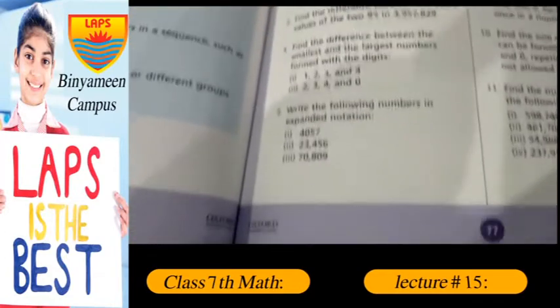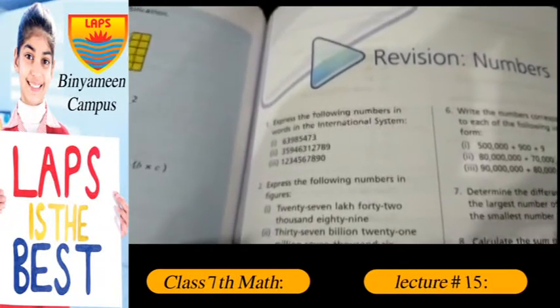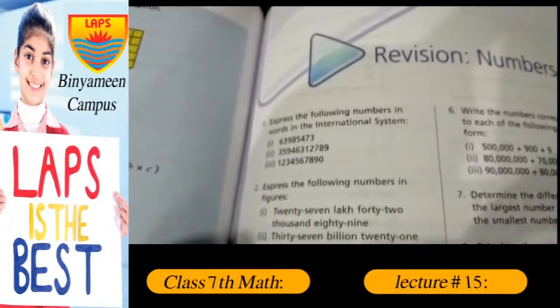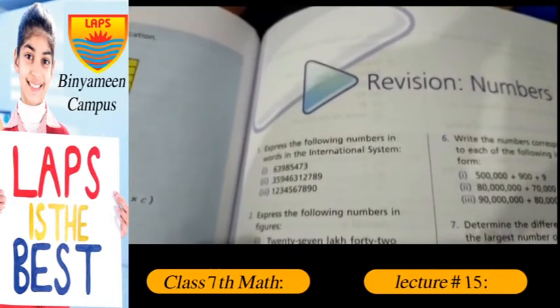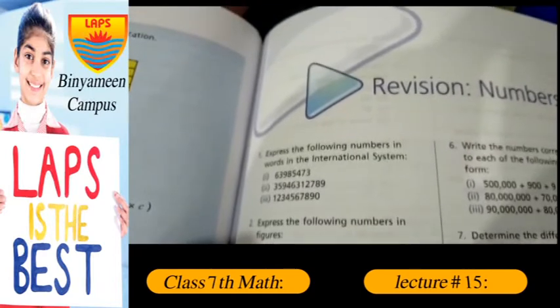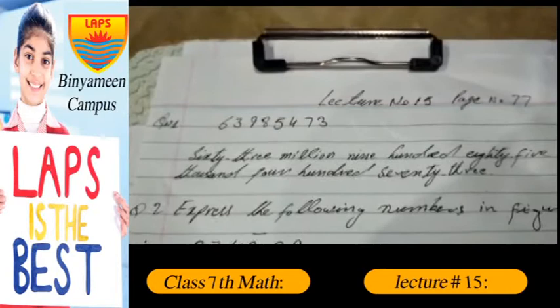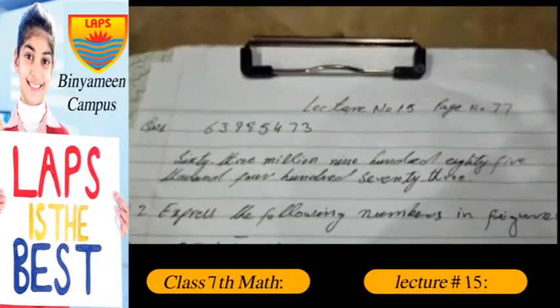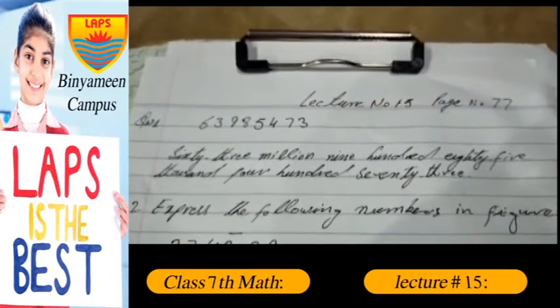Today I deliver a lecture on page number 77. Lecture number 15. Express the following number in words in the international system: 63,985,473. Question number 1. 63,985,473.